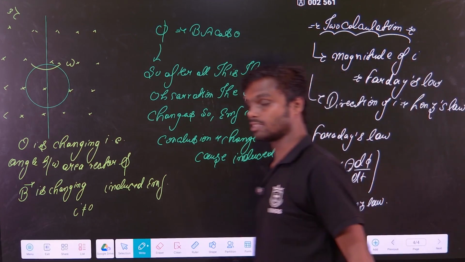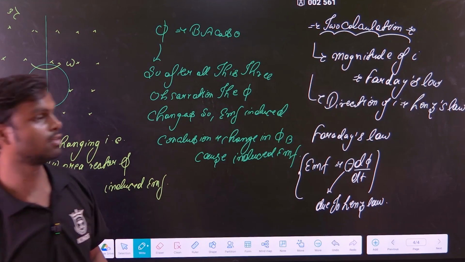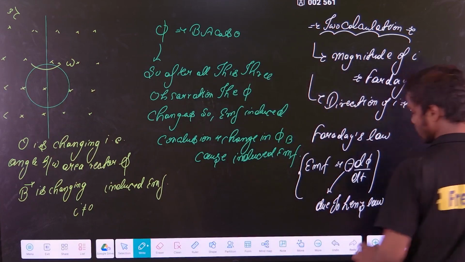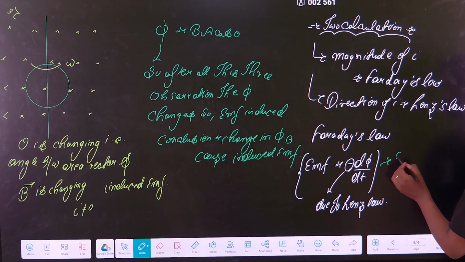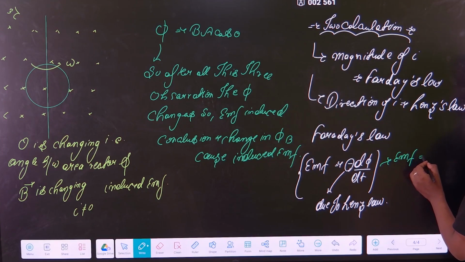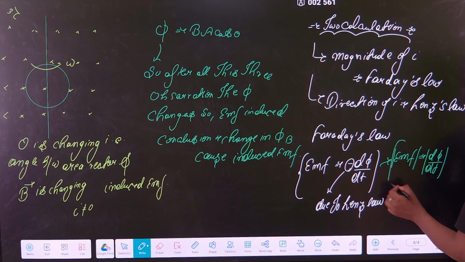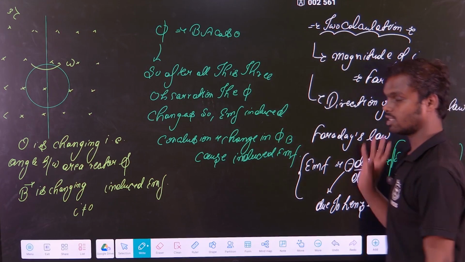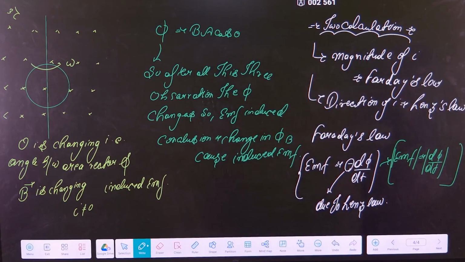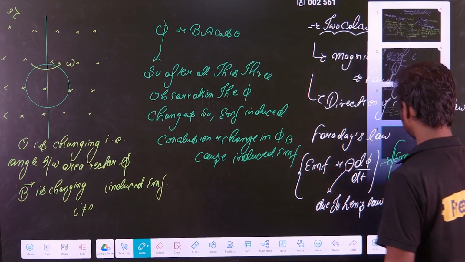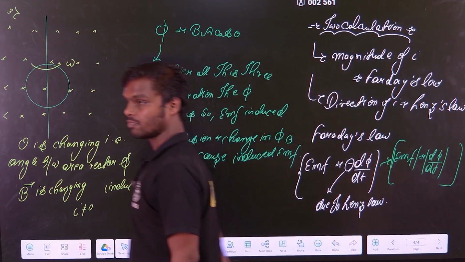What is the reason for that minus sign, I will tell you later, but for now the magnitude is very important. From the magnitude point of view, you can say my EMF induced is equal to d phi by dt. That is the magnitude you have to remember. The rate of change of magnetic flux is equal to the EMF induced. That is the statement given by Faraday.